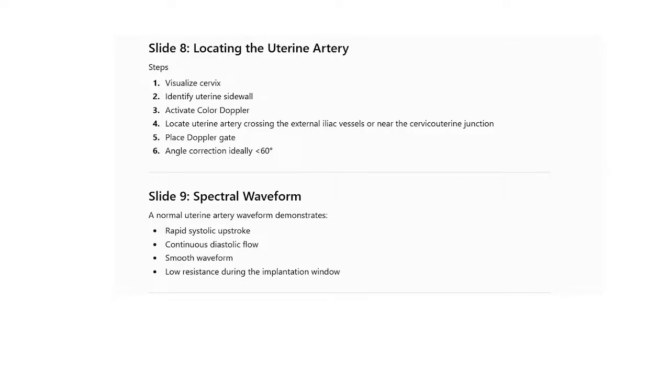So the spectral waveform: a normal uterine artery waveform demonstrates a rapid systolic upstroke, the one that I was showing, that peak there, and continuous diastolic flow without gaps. It must not be absent or reverse. So a smooth waveform, low resistance during the implantation window. When implantation happens, we expect the vascular channels to open, as I said, and then the resistance decreases.